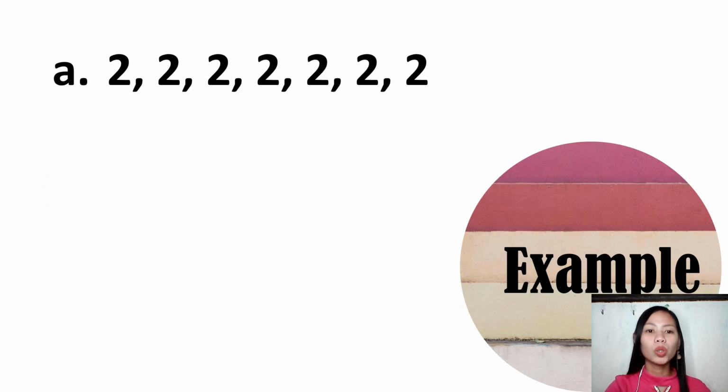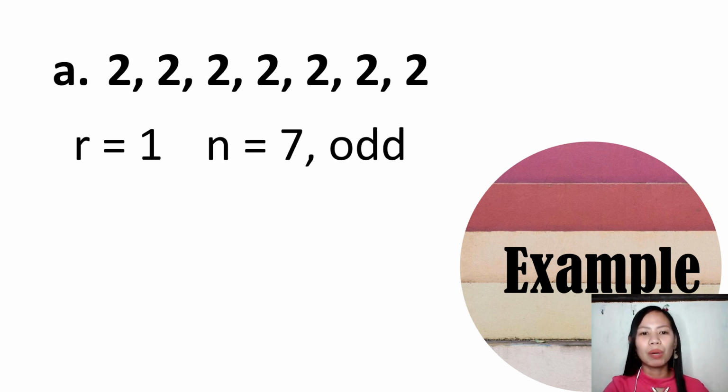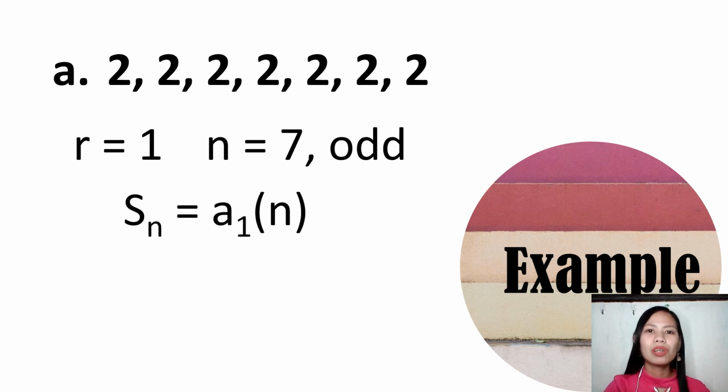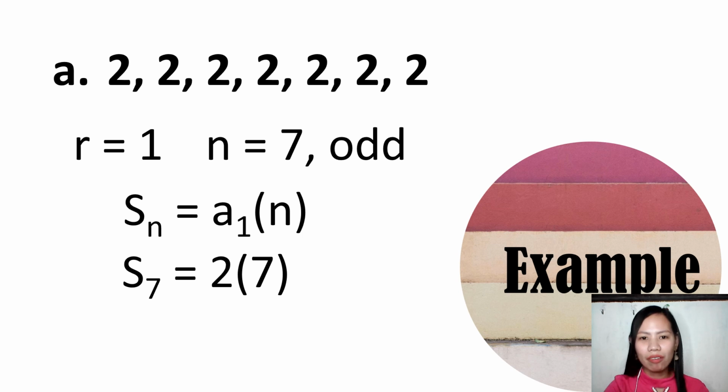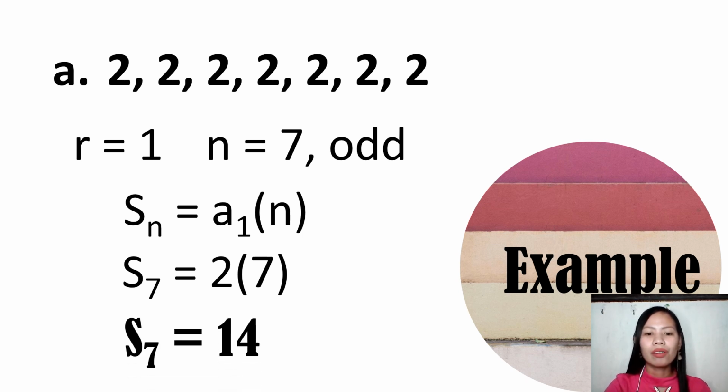In this example, 2, 2, 2, 2, 2, 2, 2. The common ratio here is 1 because 2 times 1, the answer is 2, 2 times 1, 2. And the number of terms is 7 and it is an odd number. So if the common ratio is 1, we will use S sub n equals A sub 1 times n. So by substitution, we have S sub 7 equals the A sub 1 natin which is 2 times 7. And 2 times 7, the answer is 14. Therefore, S sub 7 is 14.